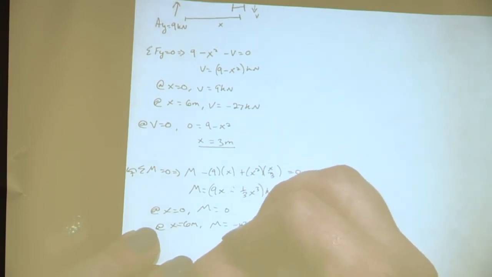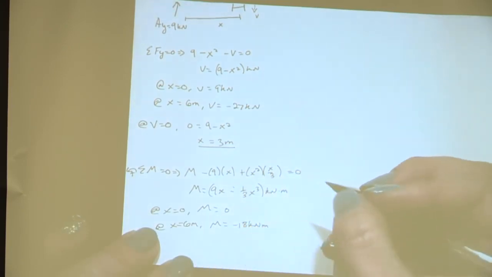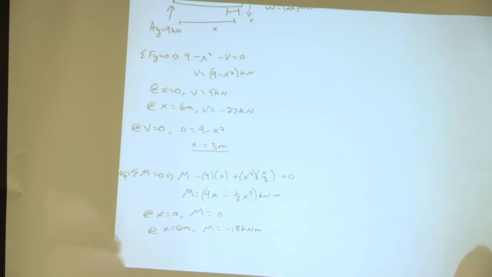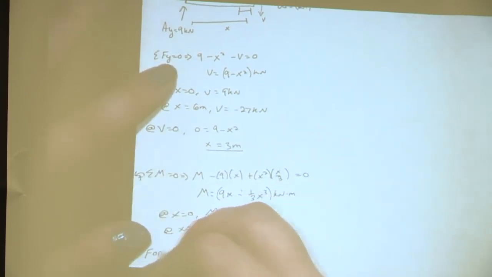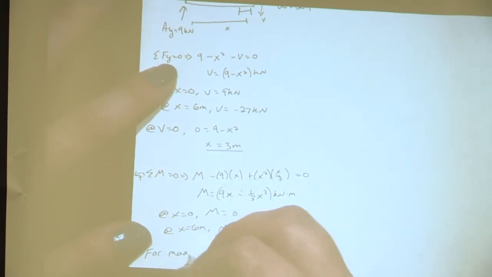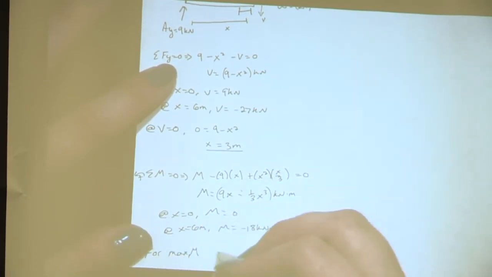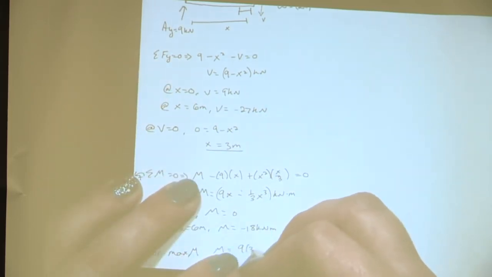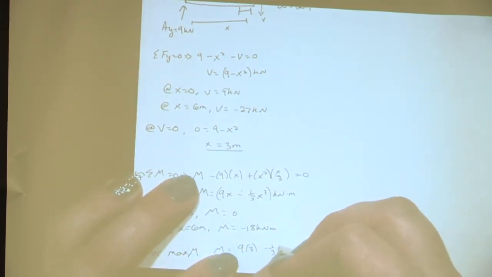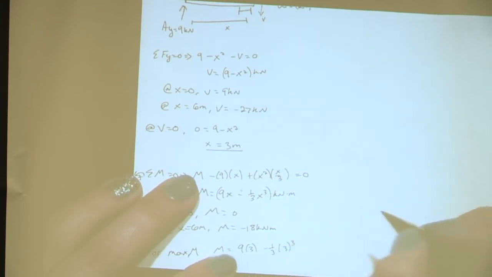Negative 18. Okay, and then what do we do now? Yeah, awesome, so find max bending, and how do we do that? Awesome, so for max M, we have M is equal to 9 times 3 minus 1/3 times 3 cubed.